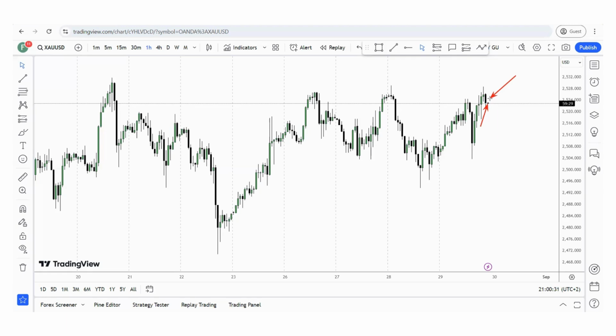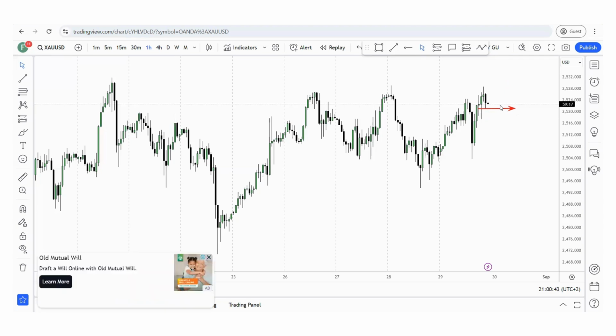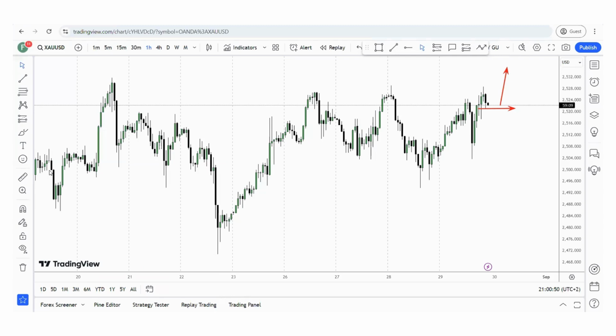So if price can respect this low that it has created, we can have price push higher. We are not saying that price should not fall a bit lower before it pushes higher. No, we're not saying that. Price can actually fall before it pushes higher.